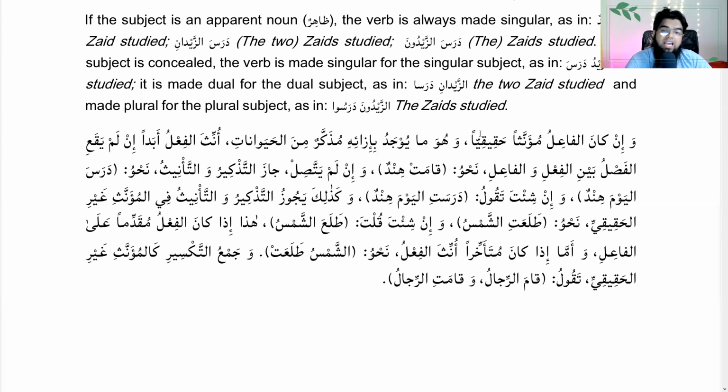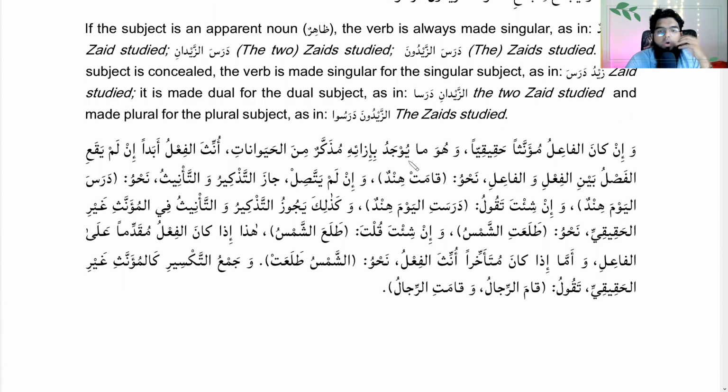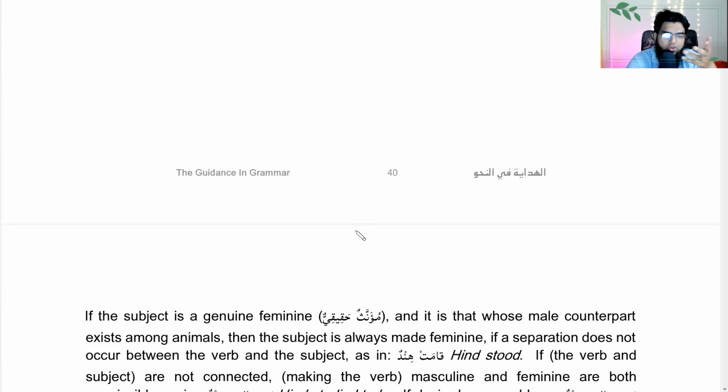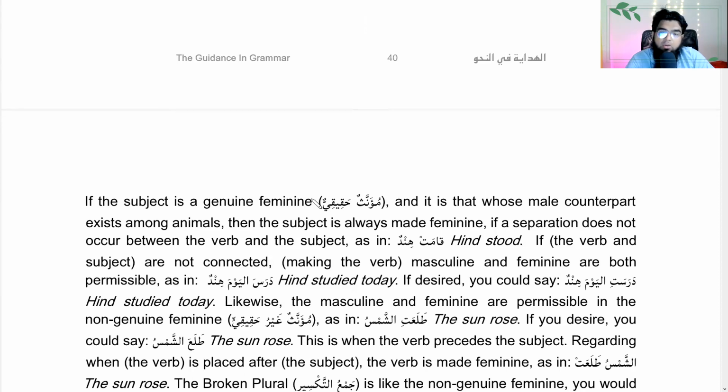So if the fa'il is muannath haqiqiyan, wa huwa ma yujadu bi izaihi mudhakkarun min al-haywanat. And he explains what is haqiqiyan. If the subject is a genuine female, genuine female means real female, whose male counterpart exists among animals. وَهُوَ مَا يُوجَدُ بِإِزَائِهِ مُذَكَّرٌ مِنَ الْحَيْوَانَاتِ. إِزَاء, counterpart, partner, exists among animals. أُنِّثَ الْفِعْلُ أَبَدًا إِذَا لَمْ يَقَعِ الْفَصْلُ بَيْنَ الْفِعْلِ وَالْفَاعِلِ. The verb should be always feminine.